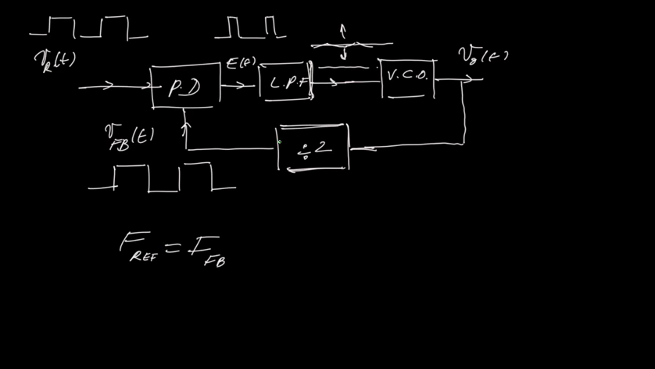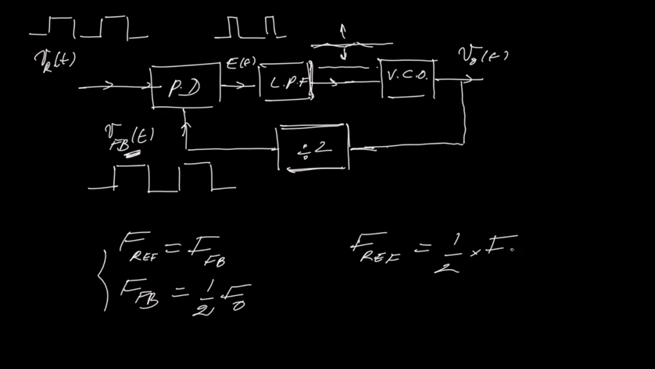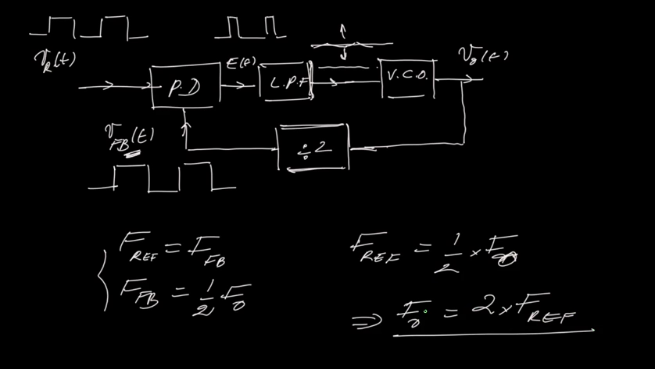So these are equal. We also know that the frequency of the feedback is half of the frequency of VCO. So the frequency of the feedback is half the frequency of the output. Now, if we combine those, we can say that the frequency of the reference is half of the frequency of the output. This is this output here. It's the frequency of the signal, which simply tells me that the frequency at the output is twice the reference frequency. Now, this is very interesting.